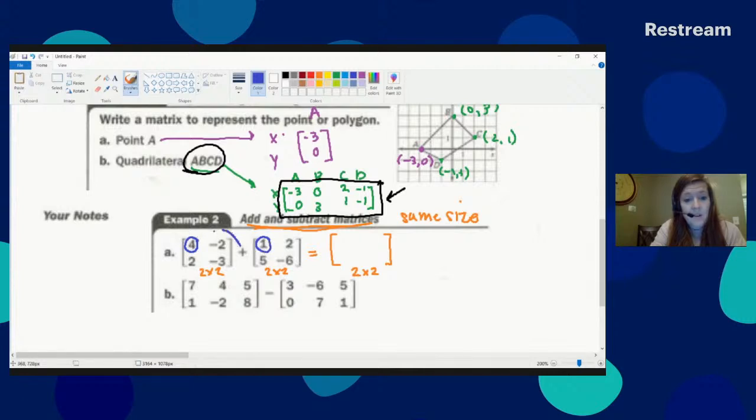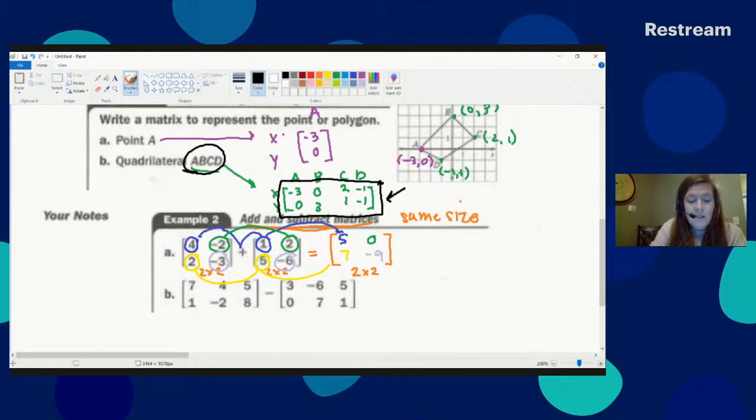So you're going to do 4 plus 1 equals 5. Okay, and then you're going to do whatever is in the first row, second column, and add that to the first row, second column. So -2 plus 2 is 0. Okay, 2 plus 5 equals 7. So see, easy peasy, right? And the last one's going to be -3 plus -6, and you're going to get -9. So voila, you have learned how to add a matrix together.